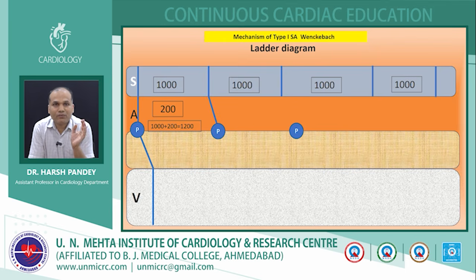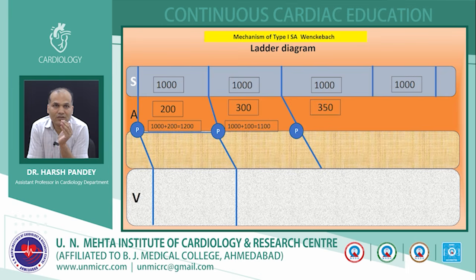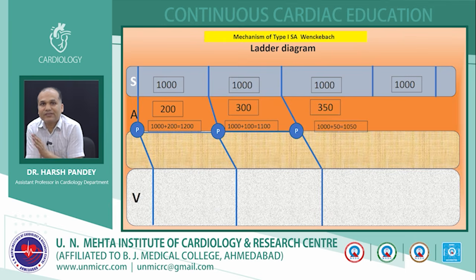In the second beat, there will be a further delay from sinus node activity to the atrial level activity, and that delay is increased to 300 milliseconds. So now the next P is formed by a delay of 1100 milliseconds. In the next beat, again the delay is increased further, from 300 to 350. That means a 50 millisecond increment in the sinus node to atrial activity. So here the P wave will be formed by 1050 milliseconds.